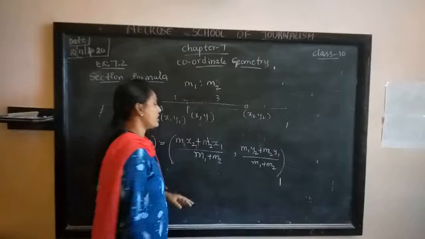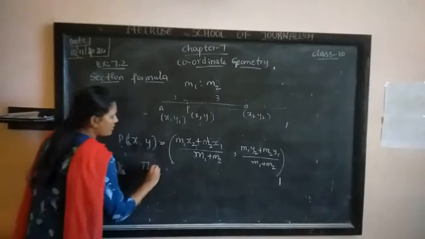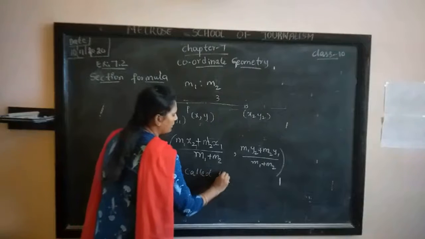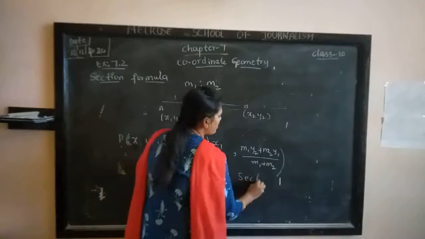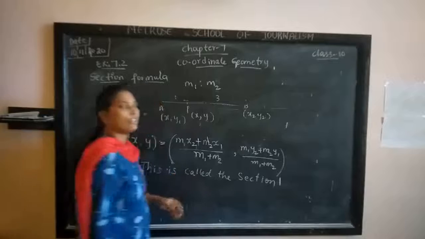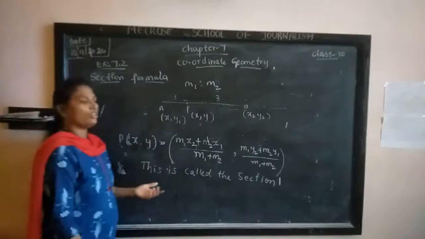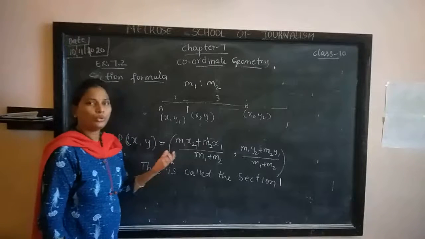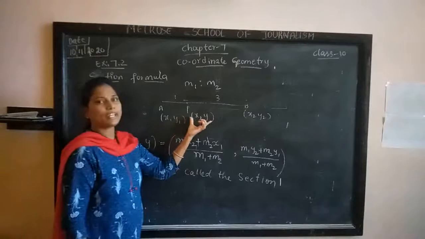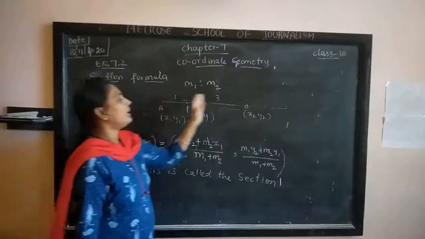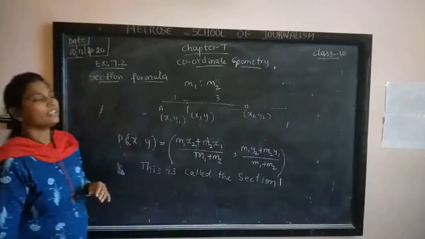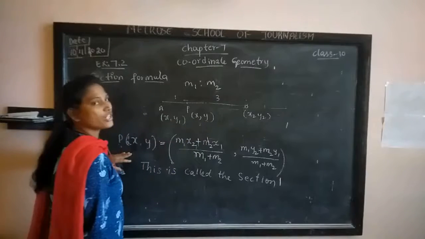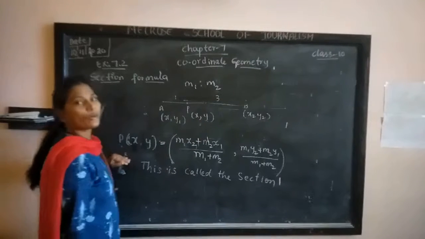So this is called the section formula. You need to learn this section formula by heart, or if you have any trick to remember it, you can keep it in your mind. This section formula is used to find the coordinates of point P at which the line AB is divided.